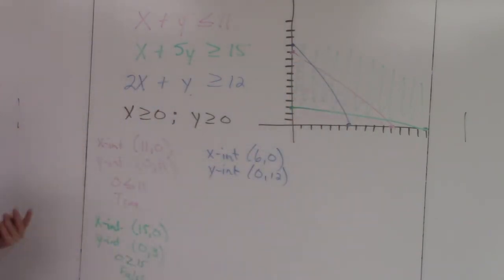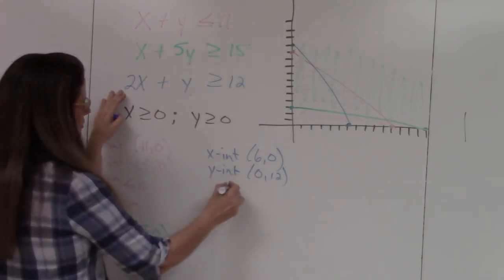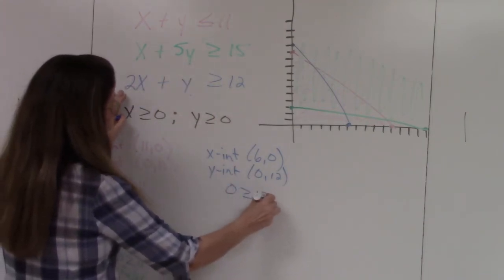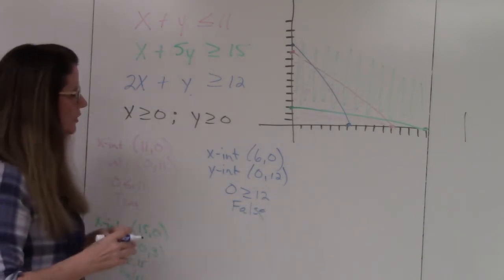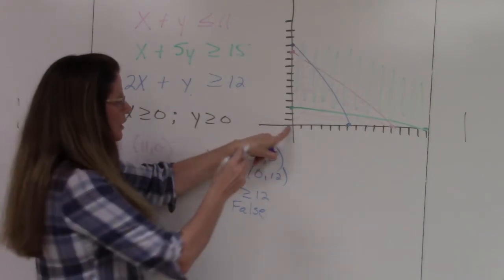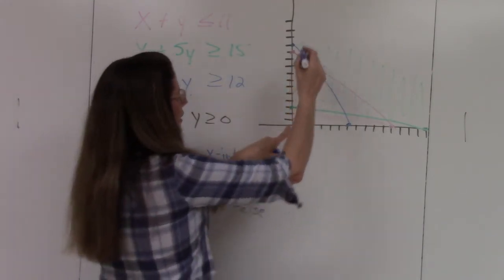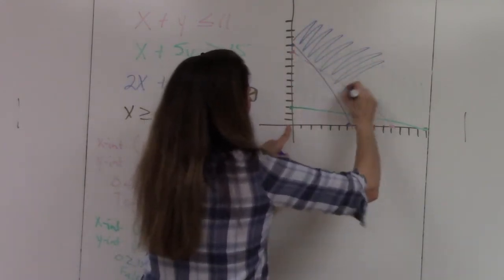Okay, now I'm going to do my test point. So my test point is 0, 0. So 0 is greater than or equal to 12. This is a false statement. So I'm going to shade away from the 0, 0. So 0, 0 is here. I'm not going to shade below the line. I'm going to shade above it. So it's everything up here.